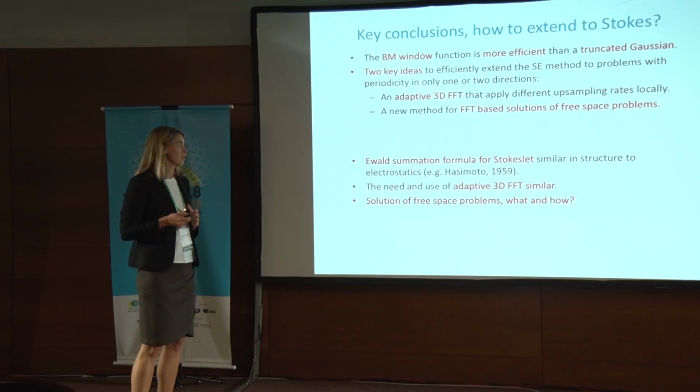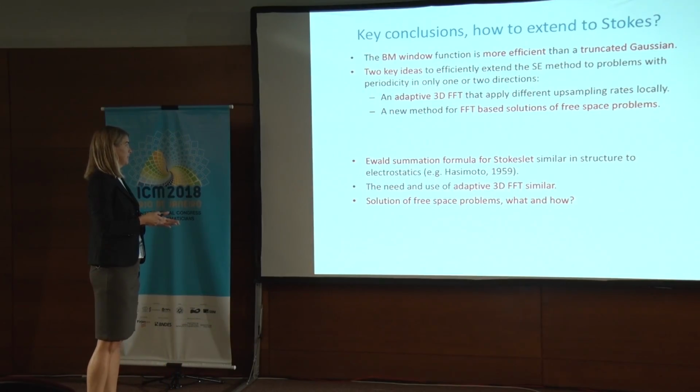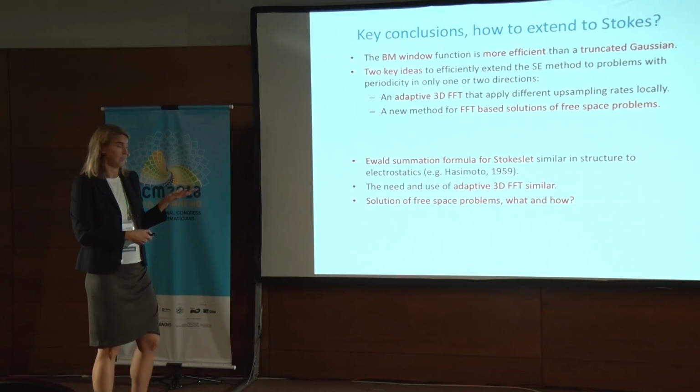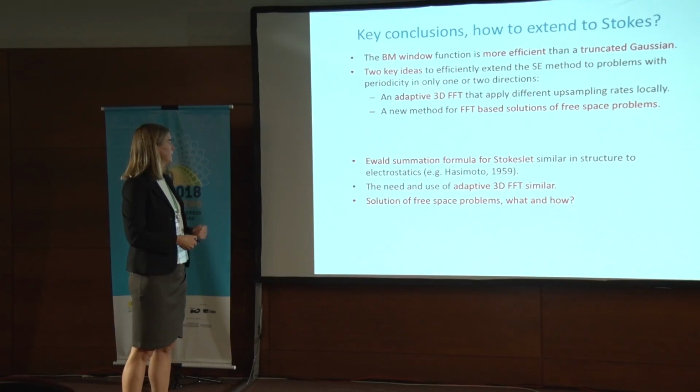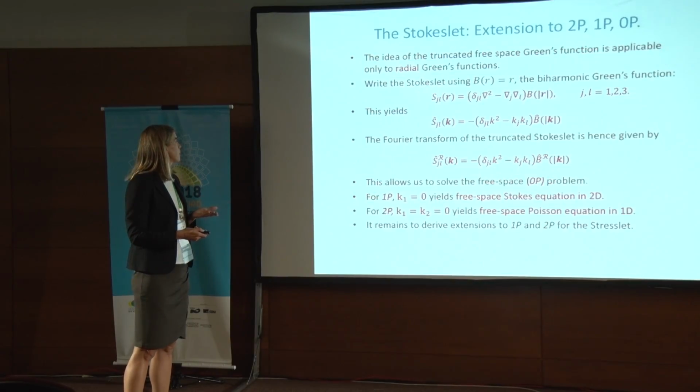Now the question is, of course, how do we extend this to Stokes equations that we are interested in? So we have Ewald summation formulas for the Stokeslet for the triply periodic case. It was derived by Hashimoto quite early. And we can use adaptive FFTs if we need to. If we figure it out here, we can use it there. So what do we do with these free space problems? How can we solve them?